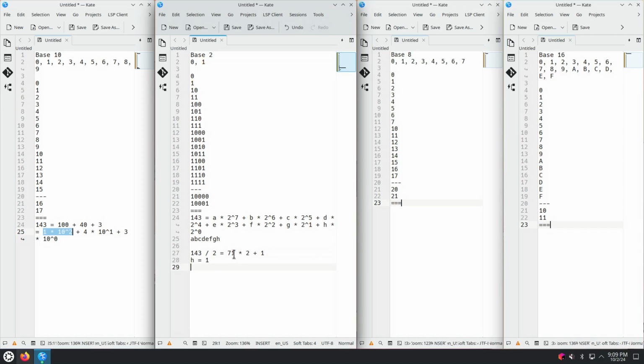And then we look at the remainder, which is 71, and we integer divide it by 2. So that's 70 plus 1. 70 is 35 times 2 plus 1. So the next one, which is G, is the modulo 1.